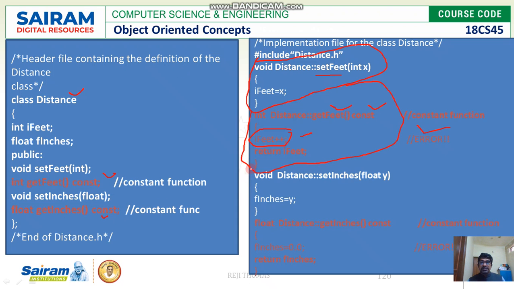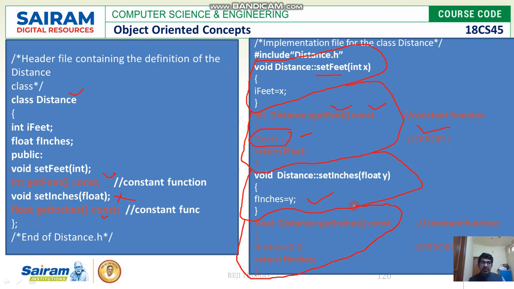We have set inches. This is the definition for that. And set inches means which can change the values. There is no issue because this is not a const function. This is not constant.